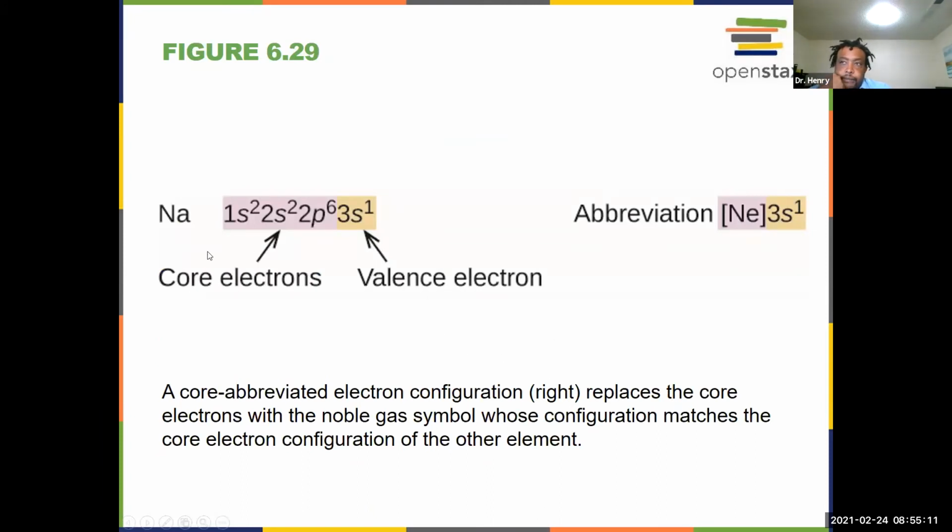So here for sodium, this here represents our core. So we would abbreviate this as Ne, and then we'd have one valence electron.